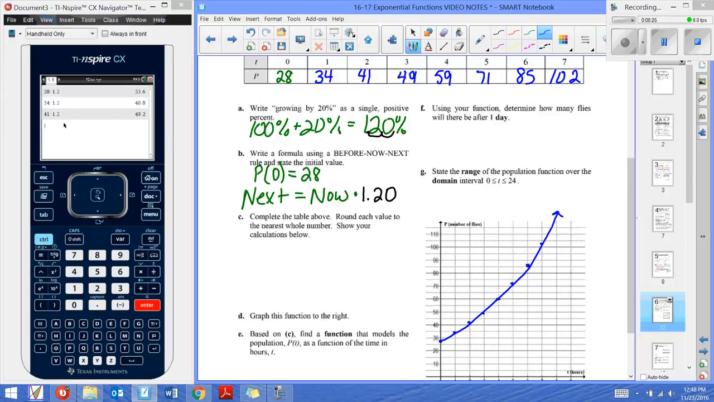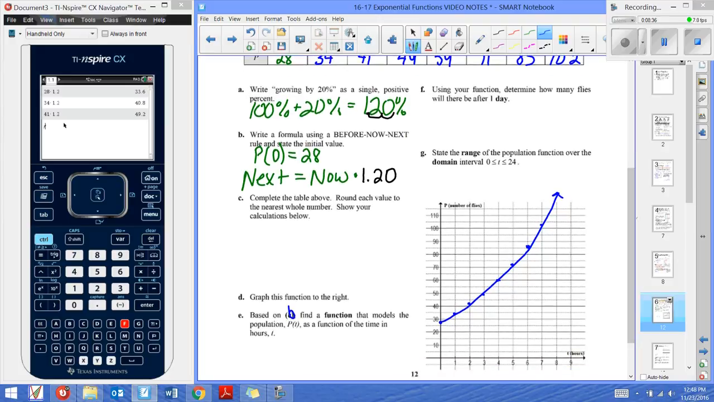Now, it says based on this, it should actually say part B, we need to come up with a function that models this population. All right, so because of this, we know how to write out these rules. We start with our output, and we say, how do we get our output? Well, we have the initial value. In this case, we had 28 flies, and every single time, what were we doing? Well, in our calculator, we were multiplying by 1.2 over and over again, the number of hours that have gone by, to the t power.